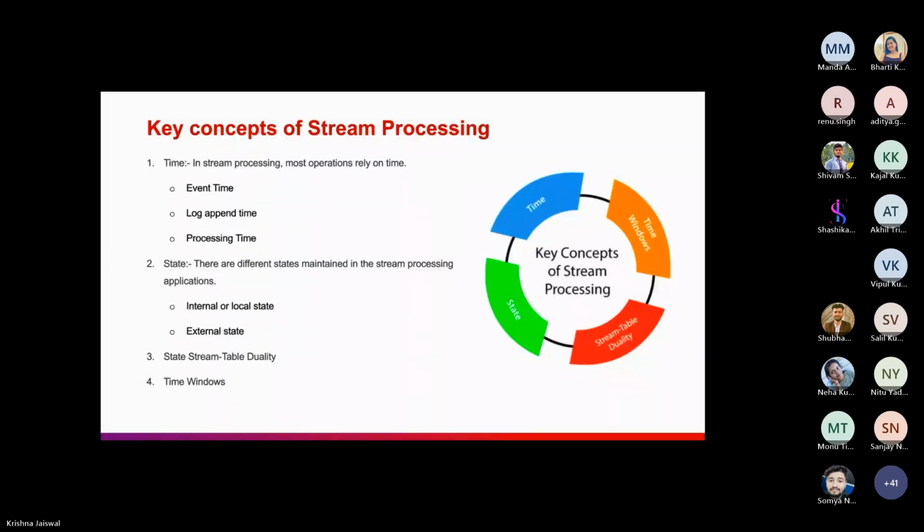State. There are different states maintained in the stream processing. The first one is local or internal state. The state which can be accessed only by a specific stream processing application instance. The internal state is managed and maintained with an embedded in-memory database within the application. Although local states are extremely fast, the memory size is limited for this.